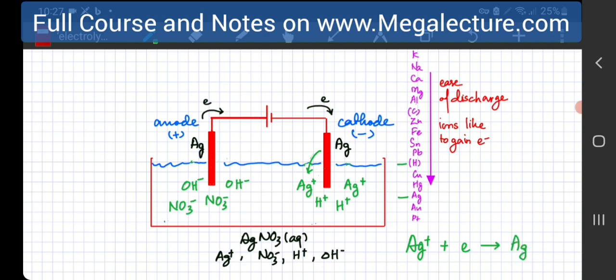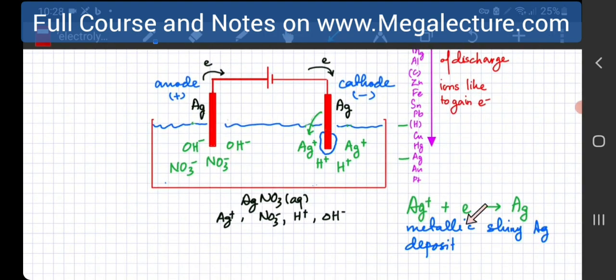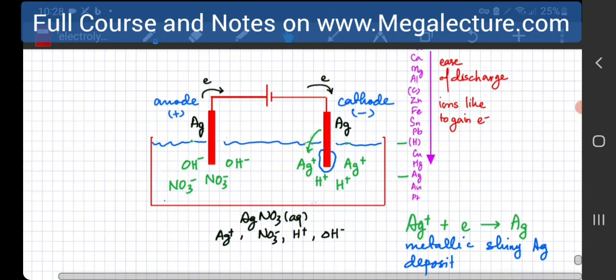So you'll start noticing metallic silver depositing on the cathode. Its mass would increase. So, a metallic shiny silver deposit. Silver is obviously silverish, so you'll see a shiny metal deposit over here. And now move to the anode.